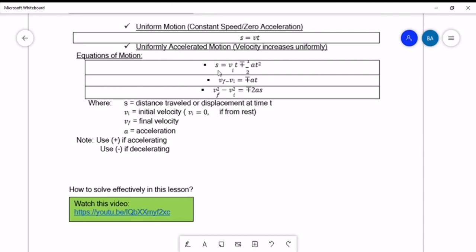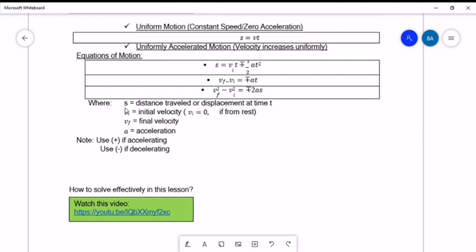The first one is the displacement equals the initial velocity times time, plus or minus 1/2 a t squared. The second one is the final velocity minus the initial velocity equals plus or minus the acceleration times the time. Then the square of the final velocity minus the square of the initial velocity equals plus or minus 2 times the acceleration and the displacement.